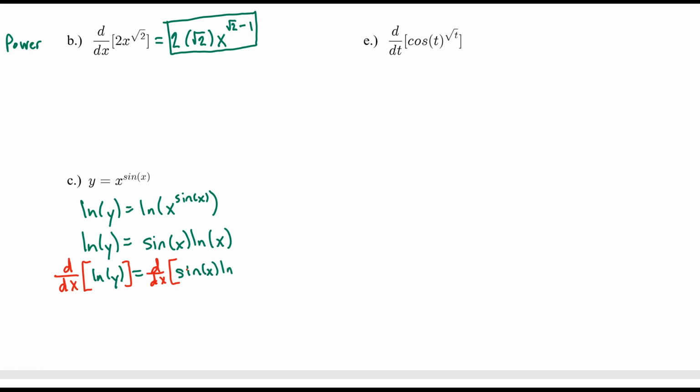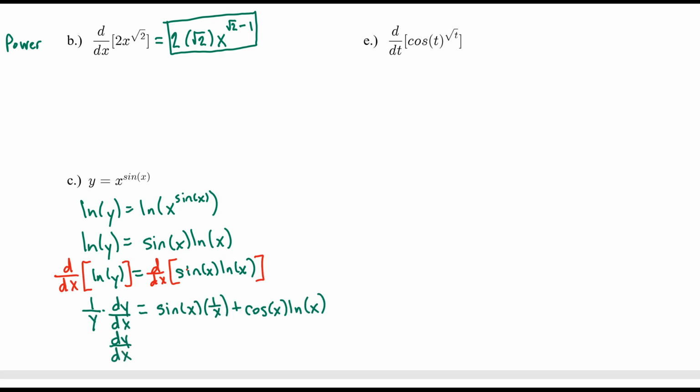As always, the derivative with respect to x of natural log of y is 1 over y dy over dx. And on the right side, we need to apply the product rule. So we have our first function, sine of x, times the derivative of the second, 1 over x, plus the derivative of the first function, the derivative of sine is cosine, times the second function as is. To solve for dy over dx, we will multiply both sides by y.